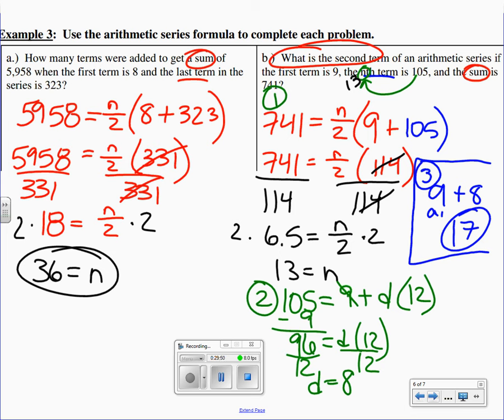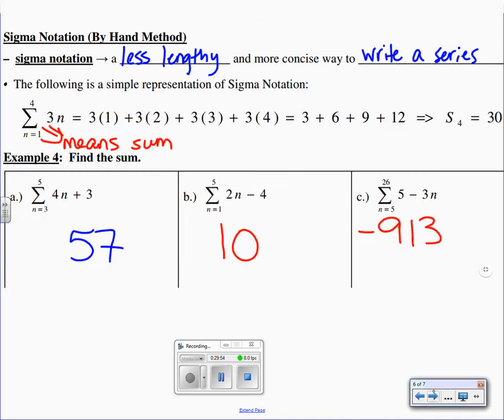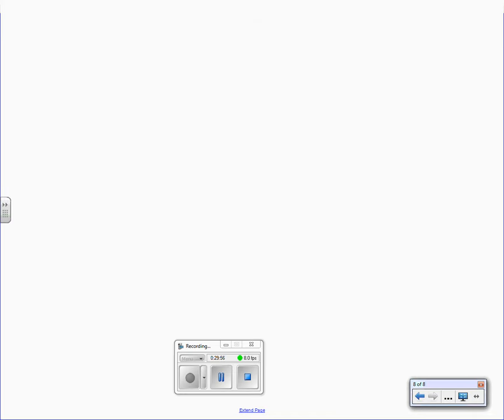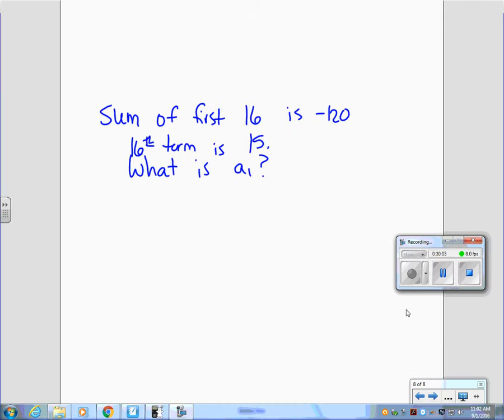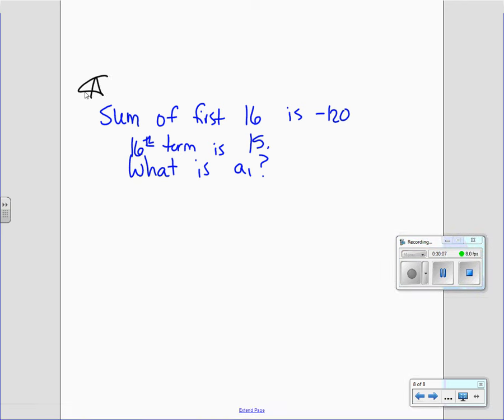Okay, I want to work one more. You don't have to write it down, but I need to show you one more thing to help you with your homework. It would help you to pay attention because there's going to be one homework problem like this.